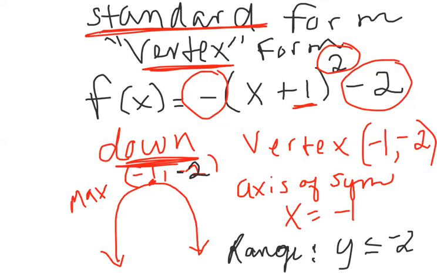Everything below -2. -2 is the largest, the highest, the greatest y value on the graph. So that means that since it's the largest y value on the graph, all the other y's have to be less than -2.